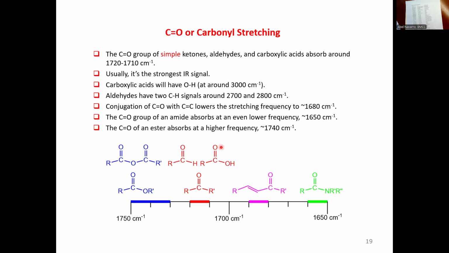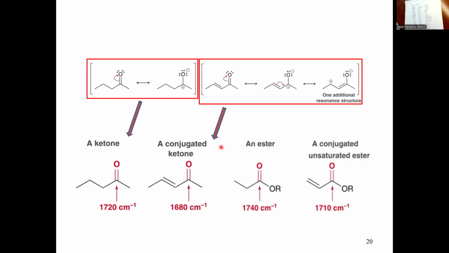Here are some other cases, conjugation, right? Esters are a little bit more complicated. They're higher in wave number, right? 1740. But also you will distinguish esters from the NMR. NMR will help you more with esters. Esters, unfortunately, will look a lot like a ketone.